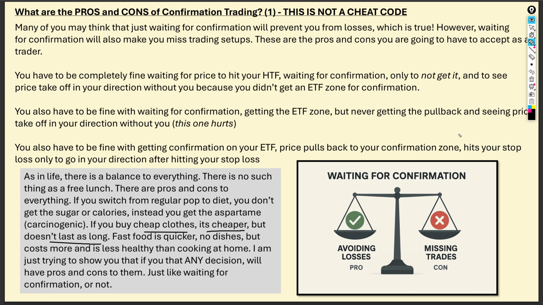I have great examples of some cheap sweaters that I bought and they were cheaper, like half the price. However, the cuffs around the wrists just seem like they're disintegrating. And that's the reality. I paid a cheaper price and that's what I get. Fast food. Fast food is quicker. There are no dishes, right? I love when you get fast food and there's no dishes. It's great. But it costs more and it's less healthy than cooking at home.